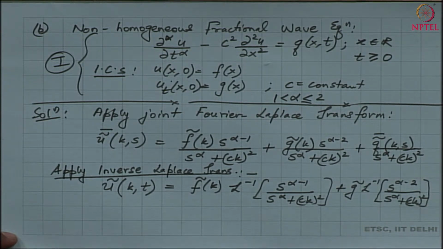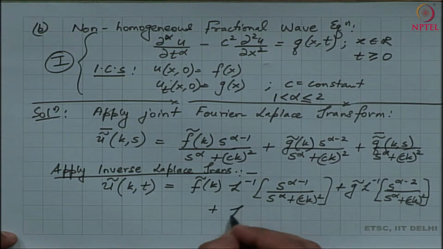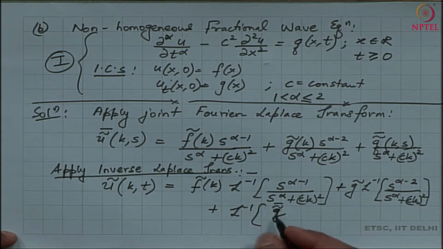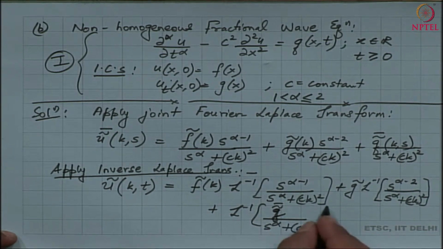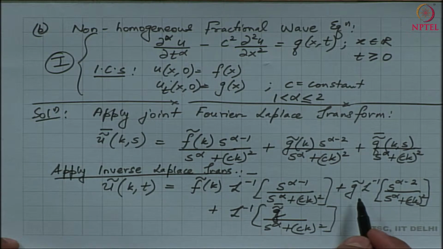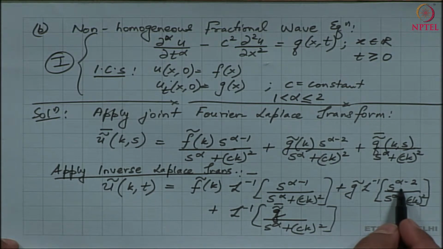The third expression is the inverse Laplace transform of q tilde bar, which is already in the Laplace transform, divided by s to the power alpha plus c k squared. So, I need to evaluate these three Laplace transforms. I can evaluate the first two using my Mittag-Leffler expansions. Notice that the first one is E of alpha comma 1, and the second one is E of alpha comma 2. Let me just write it down.